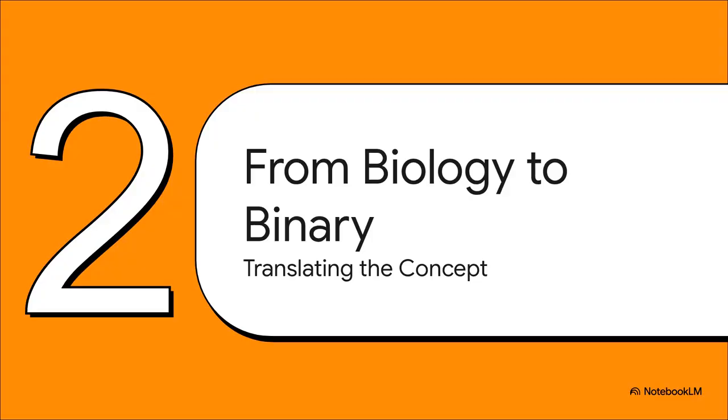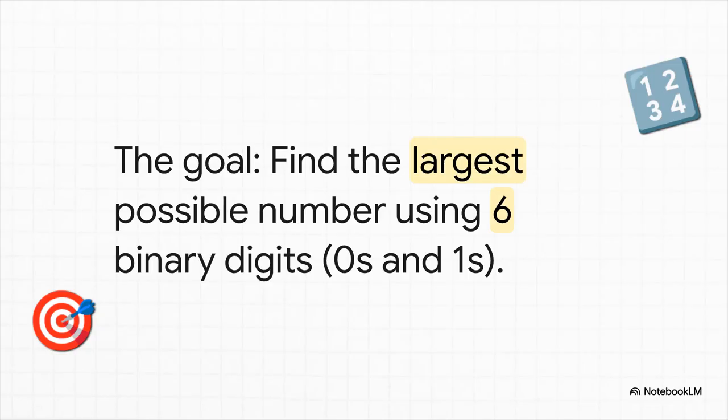Okay, so that's the biology. But how in the world do you get a computer to do that? How do we take this epic, sweeping idea of evolution and translate it into ones and zeros? We're going to walk through it with a super simple problem. The mission for our algorithm is this: find the biggest number you can make with 6 bits. Now, you and I know the answer is all ones, 111111, which is 63 in decimal. But the algorithm has no idea. It's starting from scratch and has to evolve its way to the answer.